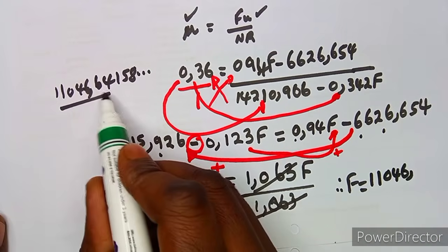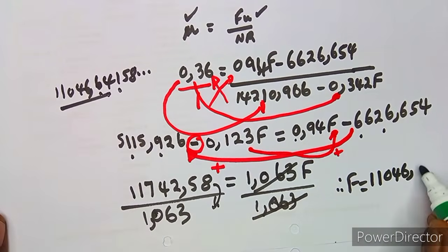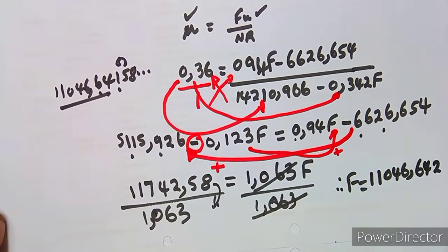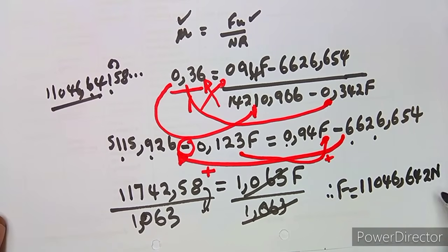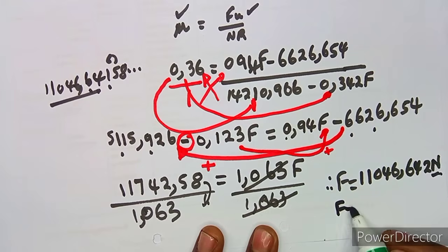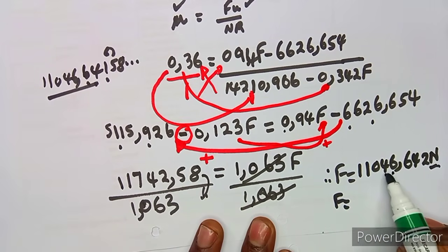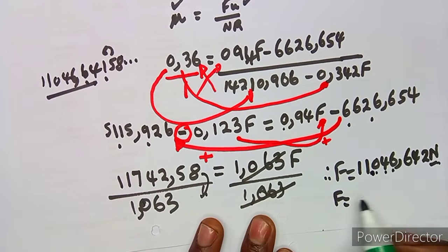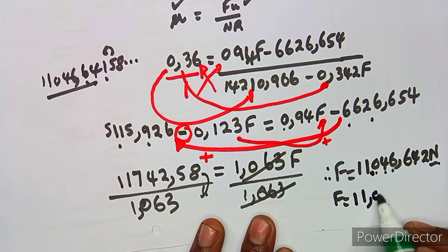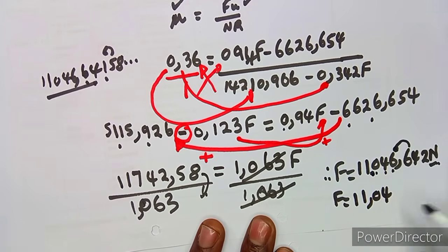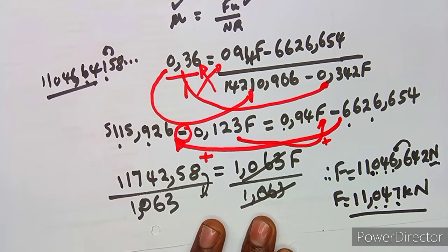Which is going to give us 11046,642, yes, because this 5 is going to change this one into a 2, like that, and that is in newtons. Okay, so someone can convert to kilonewtons, which will be here 1, 2, 3, so it will be 3 digits after the comma, like this. So it's going to be 11,04, but to 3 decimal places, this 6 now is going to round off this 6 into 7. That will be kilonewtons, since we need 3 digits after the comma.